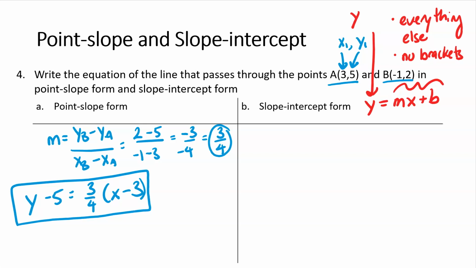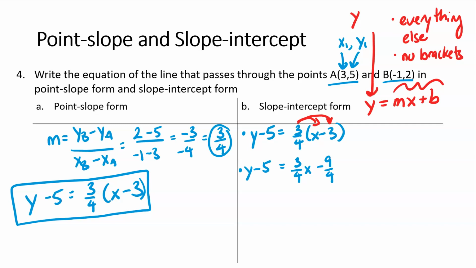Okay, so let's take our point-slope form. We're starting here with y minus 5 equals 3 over 4 times x minus 3. And we want to get rid of the brackets, right? No brackets in slope-intercept form. So how can we get no brackets? We can distribute through them. So 3 over 4 times x is just 3 over 4x, and 3 over 4 times negative 3 is negative 9 over 4. The left side remained the same, that's just y minus 5.